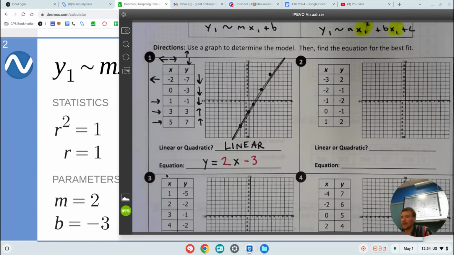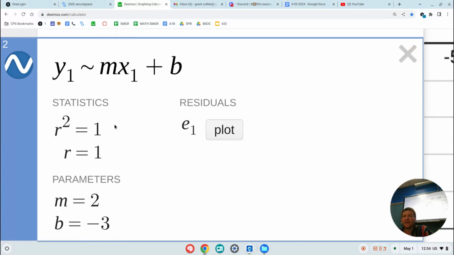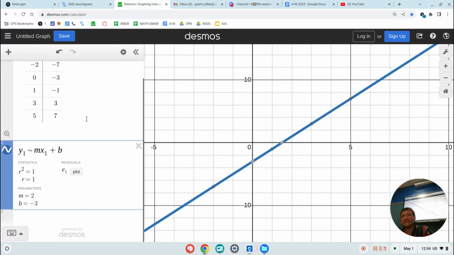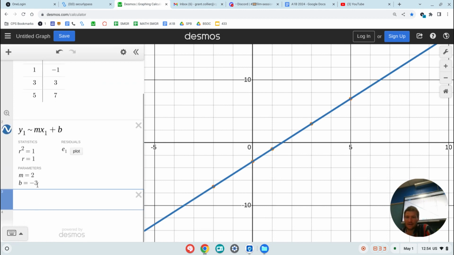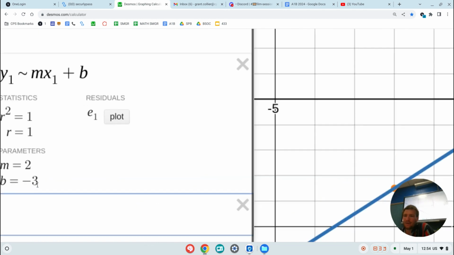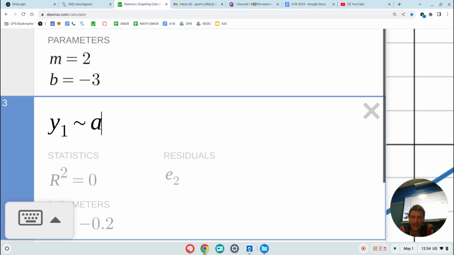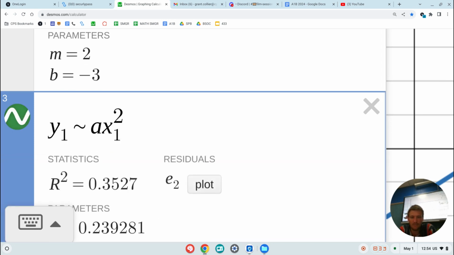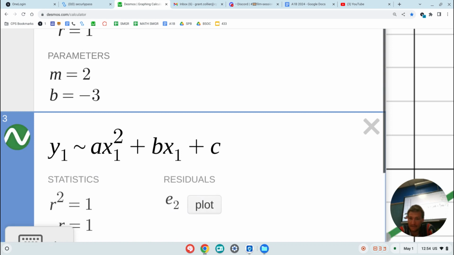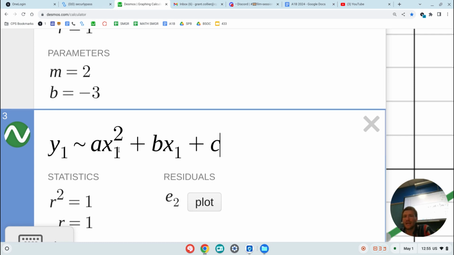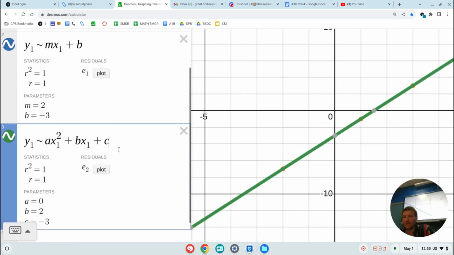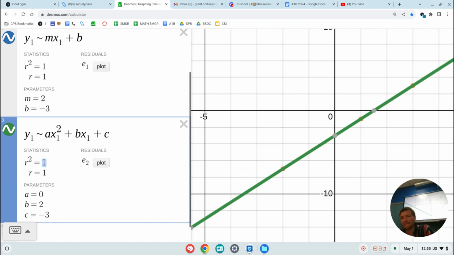Now, I'm going to do a little bit more teaching here. I know we finished this example. It looks excellent. What if we also tried this with a quadratic? Okay, so I'm going to go down here, and I'm also going to type in my quadratic. My quadratic formula is y1 squiggly ax1 squared plus bx1 plus c. I'm going to type all of those in just like we wrote earlier. And interesting, for this question, I also have an r squared value of 1.